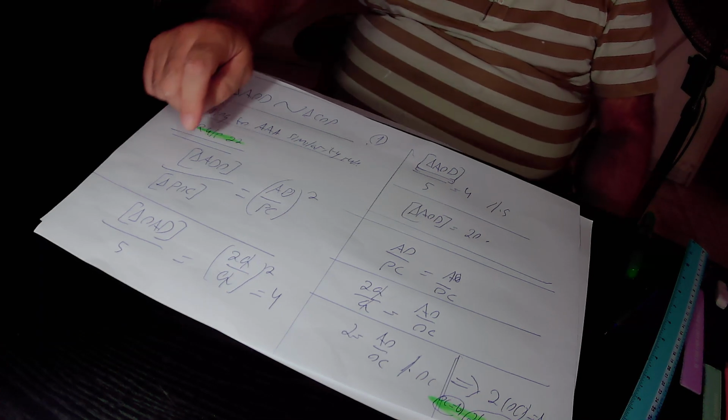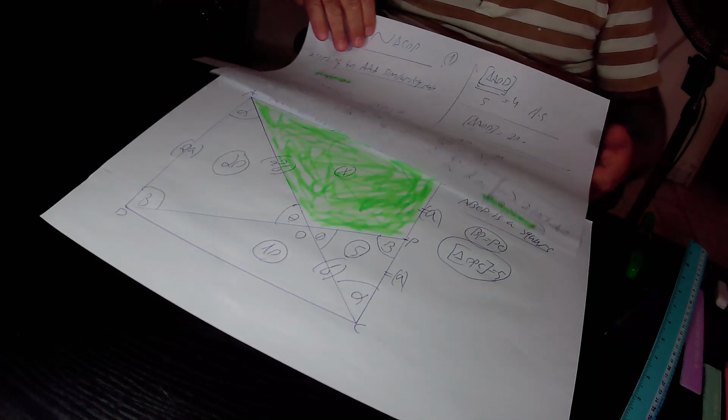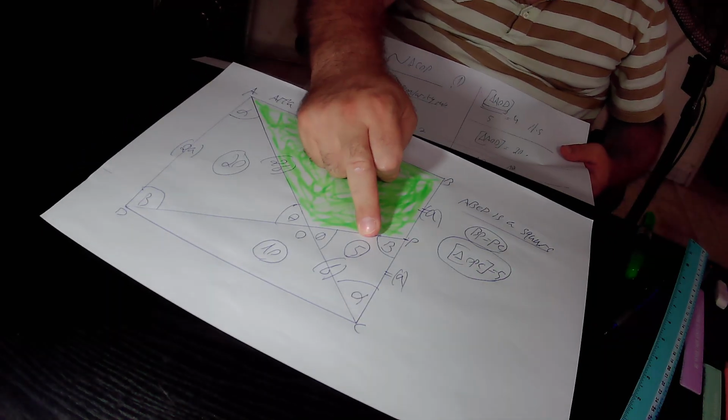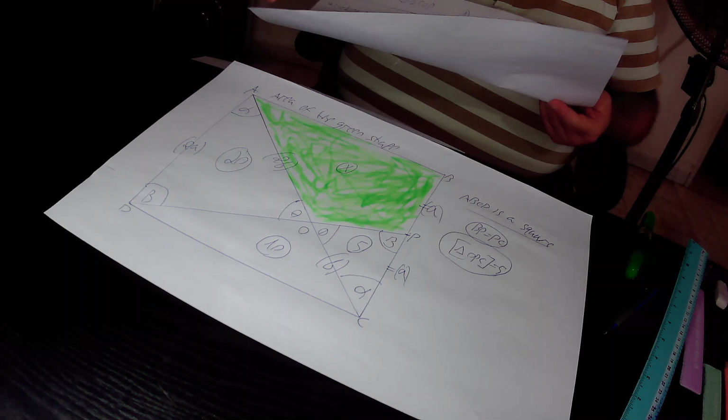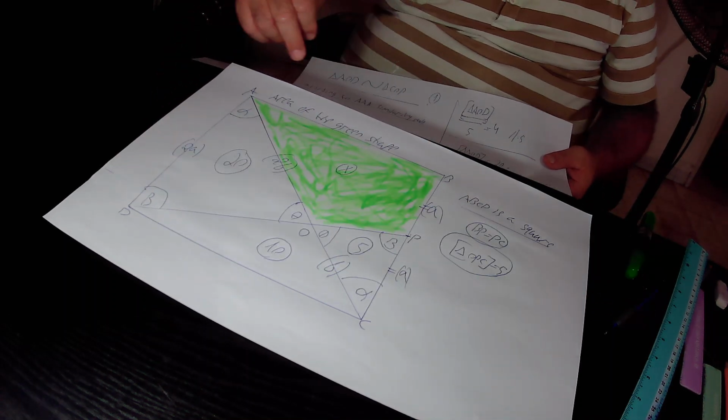The area of triangle ADO is unknown, so we leave it as it is, over the area of triangle POC. The area of triangle POC is 5, so we substitute the area of triangle POC by 5, and it is equal to AD.